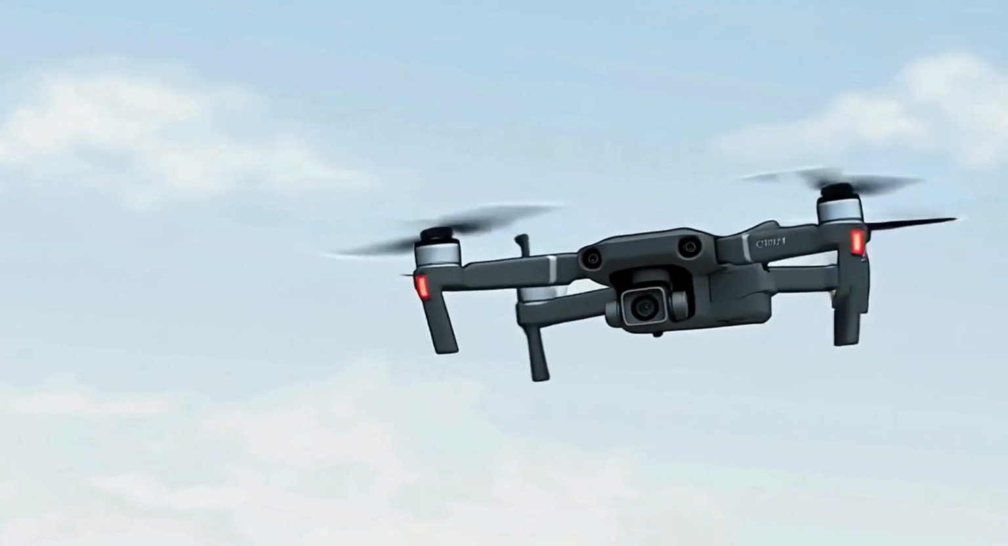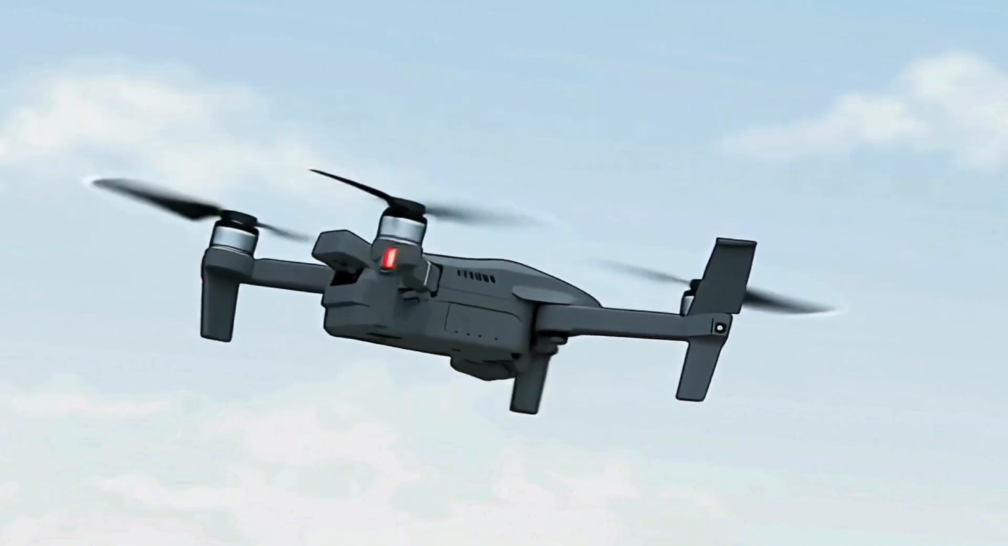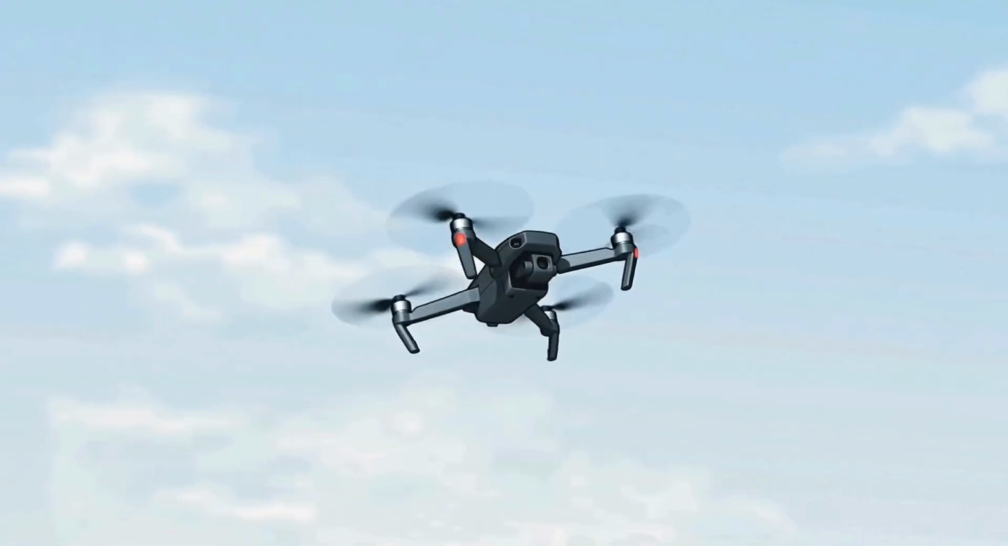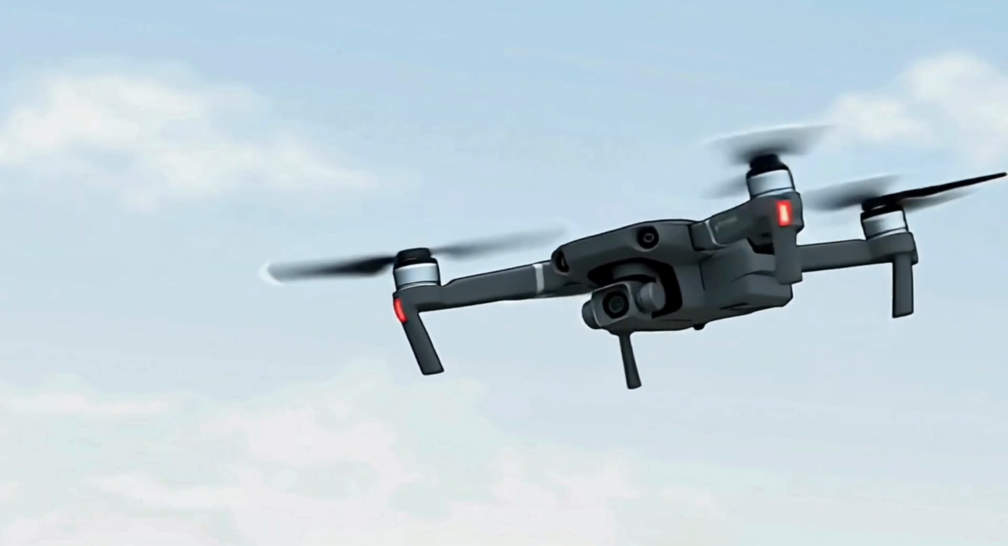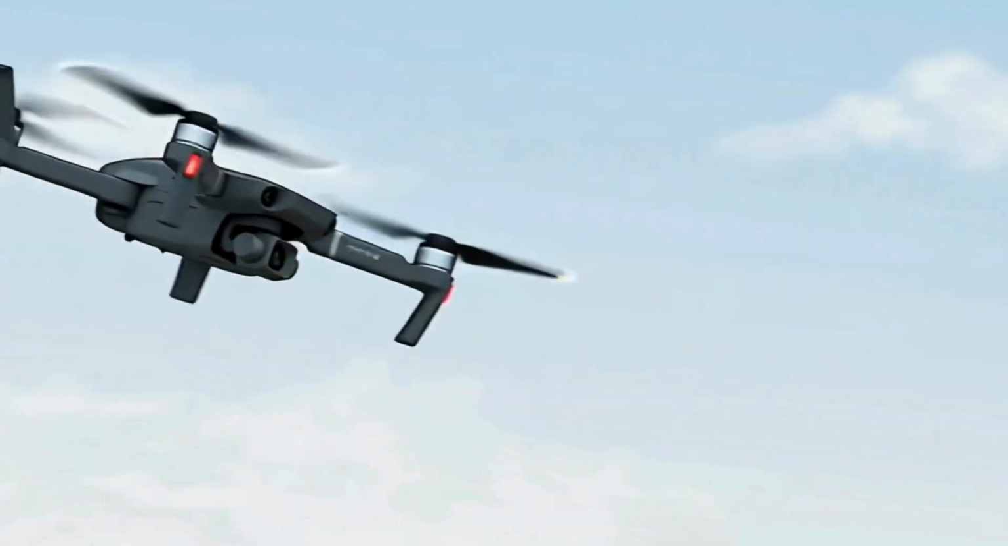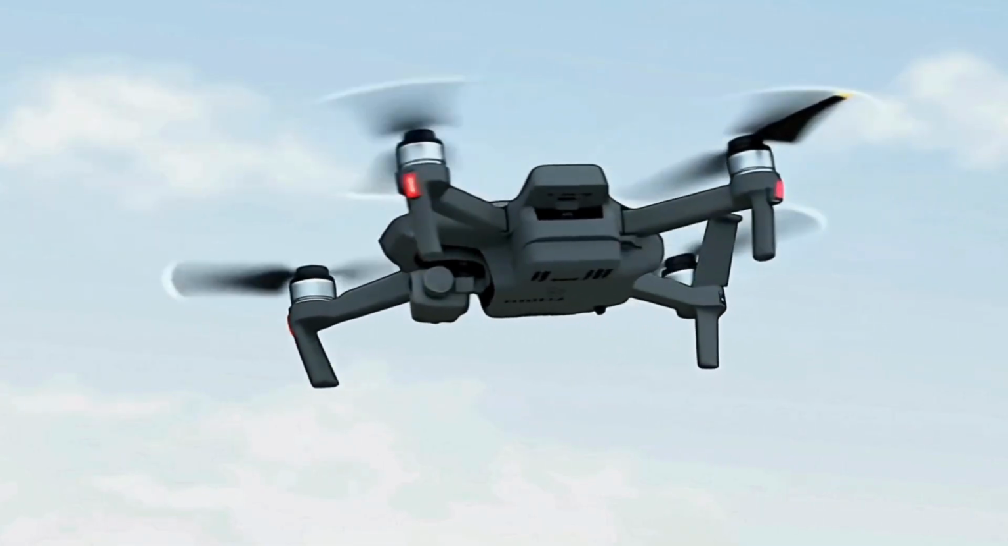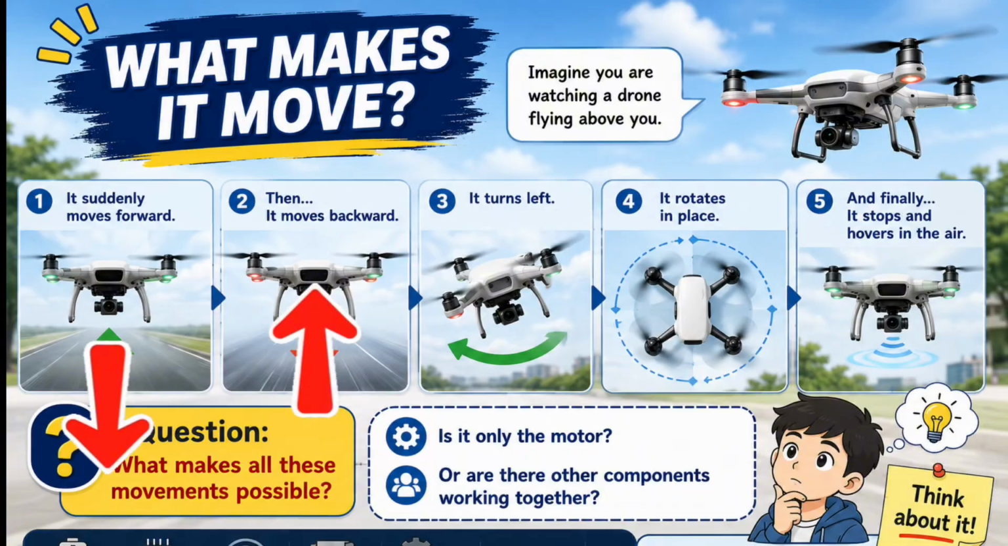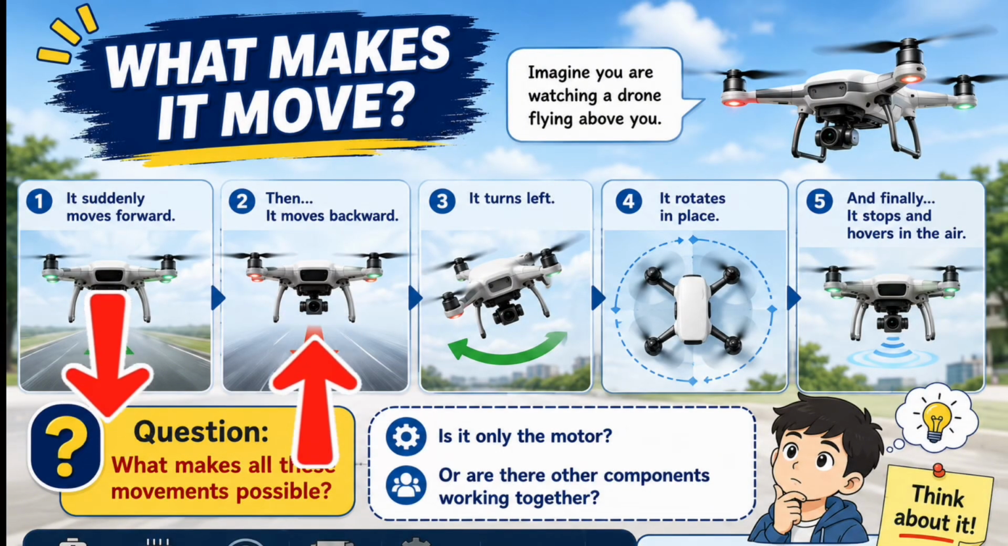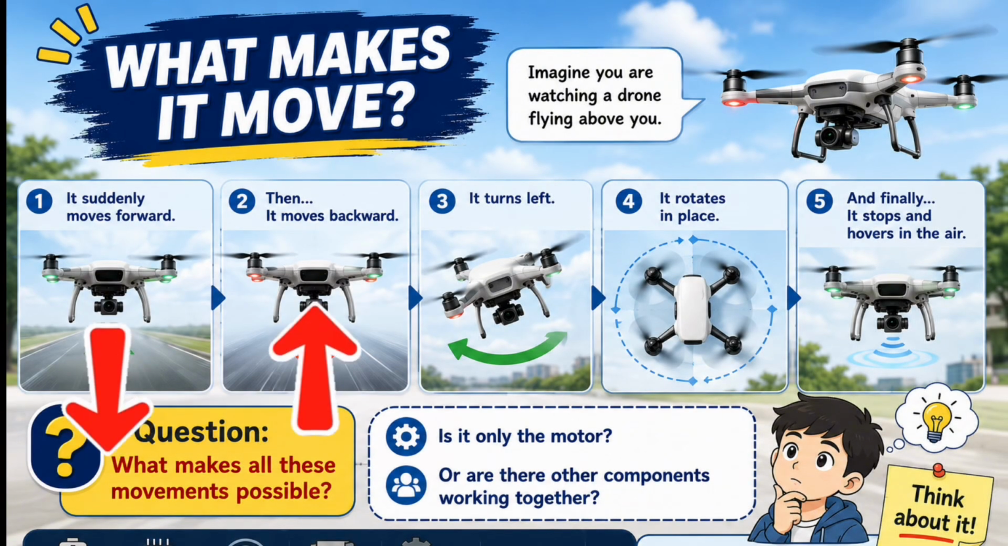What makes it move? Imagine you are watching a drone flying above you. It suddenly moves forward. Then, it moves backward. It turns left. It rotates in place. Finally, it stops and hovers in the air. Question: what makes all these movements possible? Is it only the motor? Or are there other components working together?